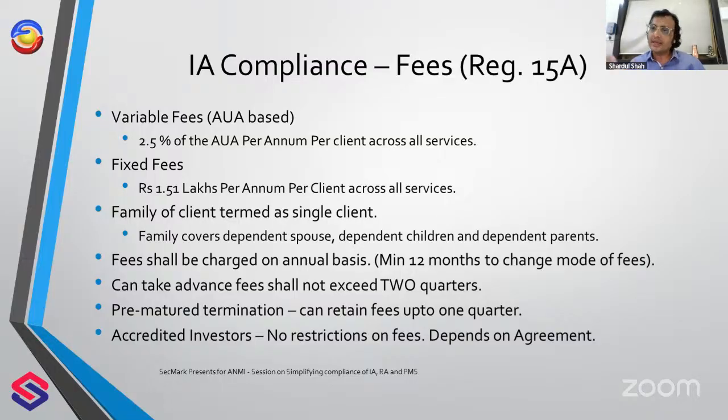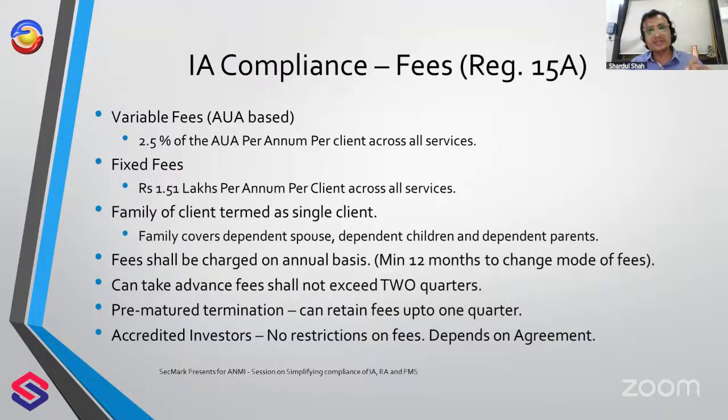If IA is opting for the fixed model of charging fees to the customer, they have to make sure that the upper cap, that is the maximum fees that they can take from one customer or family of a customer, is not exceeding rupees 1,51,000 per annum. Here, we need to understand the definition of family of a customer. Family of the customer includes dependent spouse, dependent parent, dependent children.